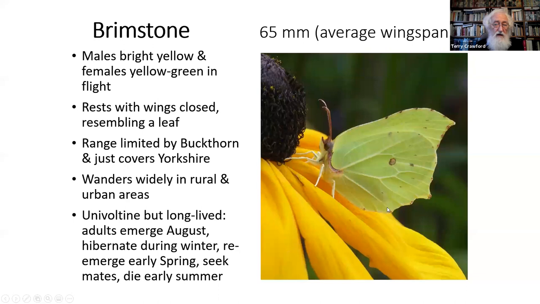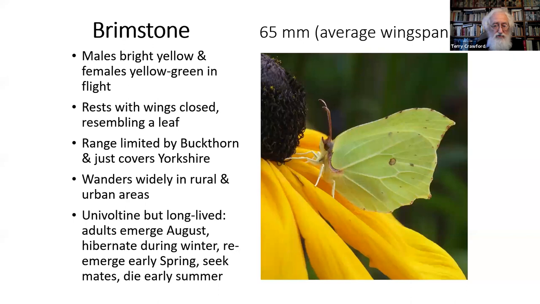The range of the distribution of the brimstone just about covers Yorkshire going northwards. They're limited by buckthorn, either alder buckthorn or purging buckthorn. And if you really want to attract the brimstone into your gardens, and who wouldn't, because they're lovely butterflies, just get some buckthorn and then you'll get the brimstones. They wander quite widely, and you can get them in pretty urban areas as well as in the countryside.